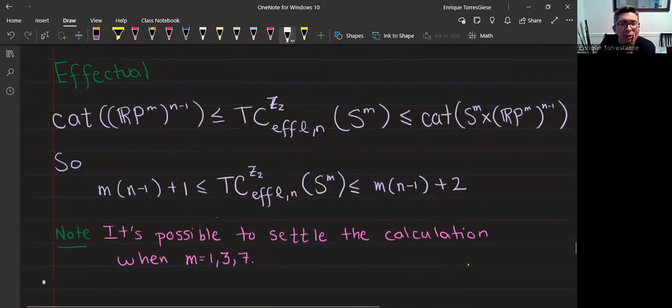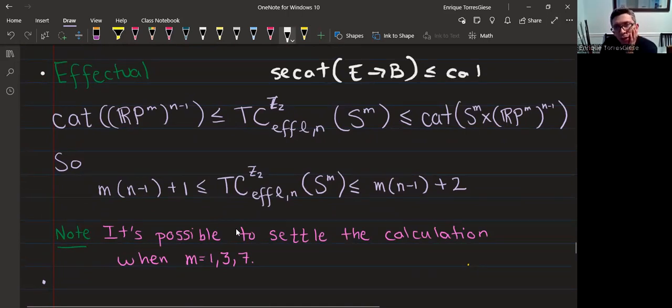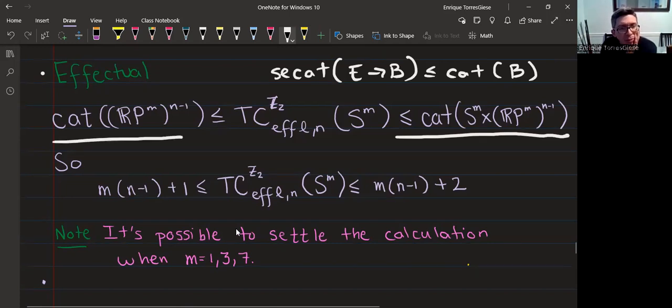The effectual TC can also be computed in some cases, not in all. The main tools are inequalities. For instance, if you have a fibration, let's say going from E to B, it's known, and that's something that can be checked easily, that the sectional category of this fibration is less than or equal to the category of the base. So using that, we have this upper bound, and this lower bound is the one that I mentioned just a few seconds ago as well.